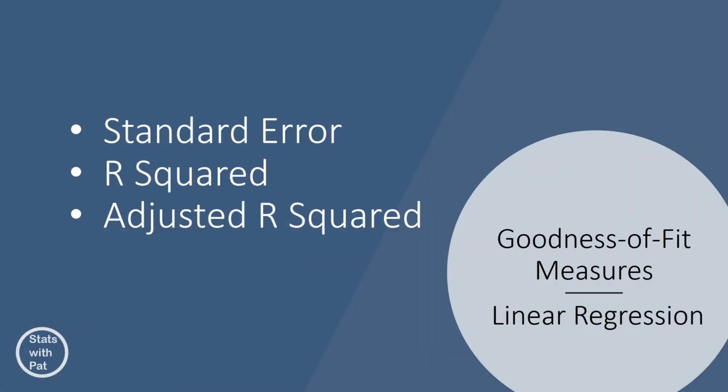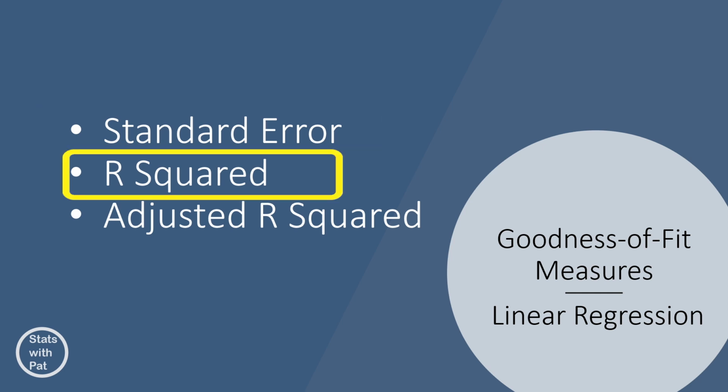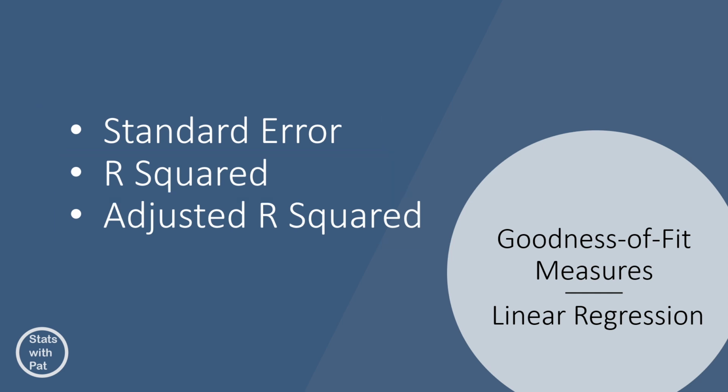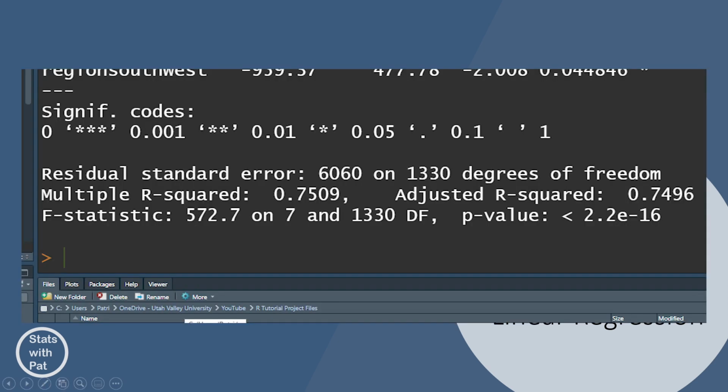I'd like to start by saying that for the duration of this video, I am going to be working under the assumption that whoever's watching it has at least a basic understanding of what linear regression is. I will make a video about linear regression in the future, but for right now, we're just talking about the goodness of fit measures. The three goodness of fit measures are standard error, R squared, and adjusted R squared. These are all put out in a normal linear regression, whether you're doing it in Excel or in R, but I'm going to go ahead and show you what it looks like in R.